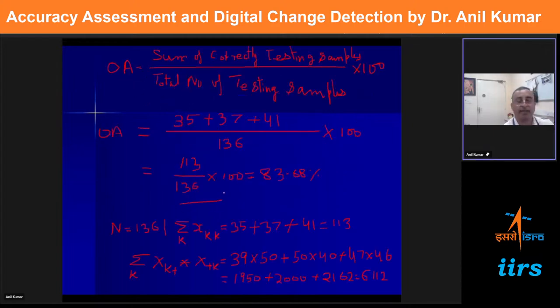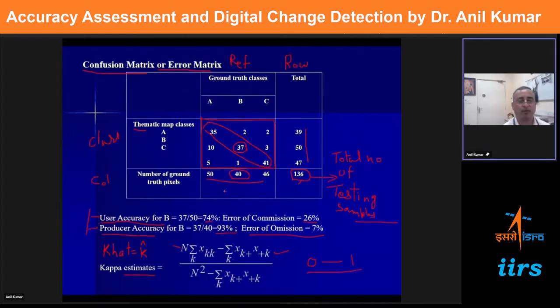So this way, from this error matrix, we can calculate 4 or 5 parameters, starting with user accuracy, that depicts how correctly your testing samples are on the classified map. Producer accuracy, how correctly your testing samples are on the reference map. Overall accuracy, while considering only the diagonal elements. And if you want off-diagonal elements also, you can go for the kappa coefficient or kappa estimate, which considers both the diagonal and off-diagonal elements.